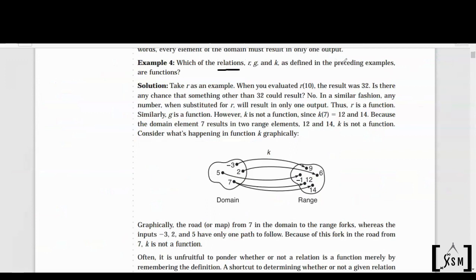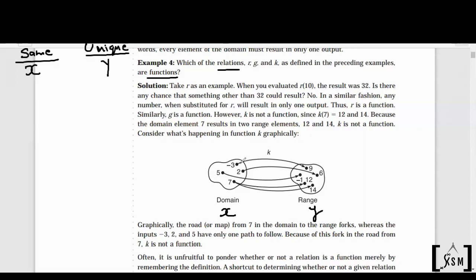Which of the relations in the preceding examples are functions? For a relation to be a function, please understand, the same x cannot have more than one y. Same x should have a unique y. For example, this is the domain, meaning the x values, and the range means the y values.